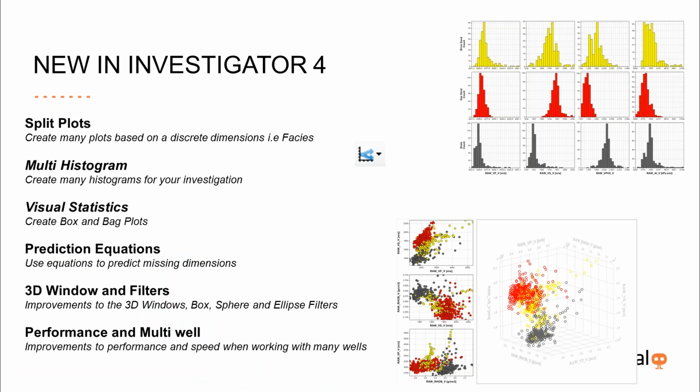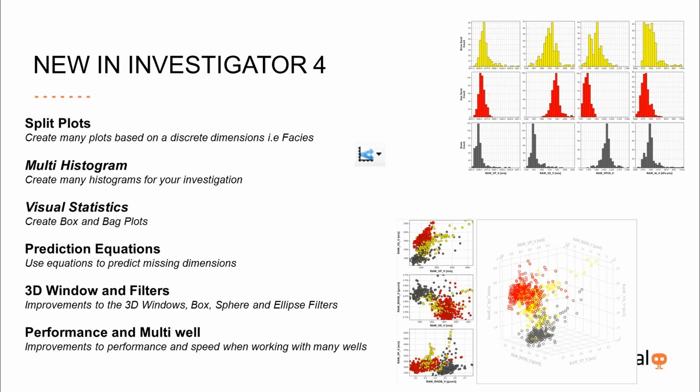During the presentation, I will do this by highlighting a number of features in the new Investigator. So these include the split plots, where we can create many similar plots based on a discrete dimension like facies or zone. So from a crossplot or histogram, we can instantly reproduce a similar plot for each discrete object. I'll also show the multi-histogram, where we can take a histogram and produce one for each dimension in our investigation, again speeding up time to create lots of comparable plots.